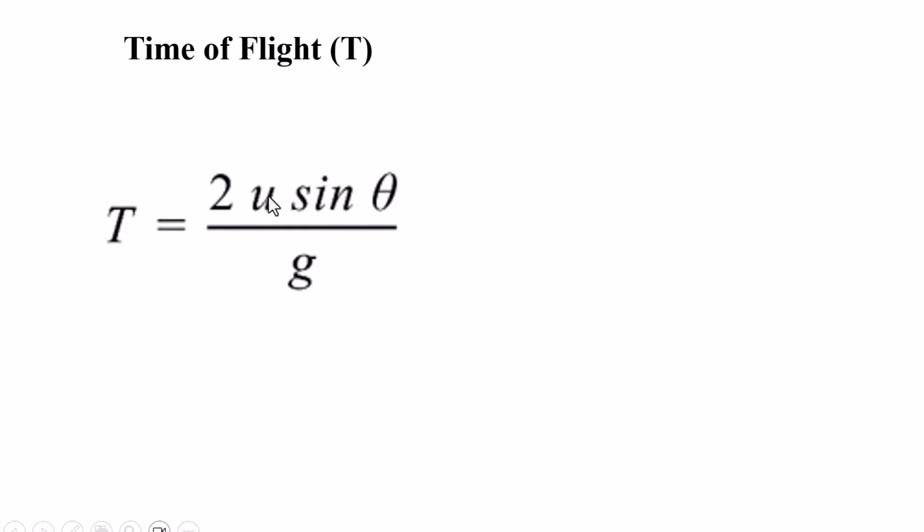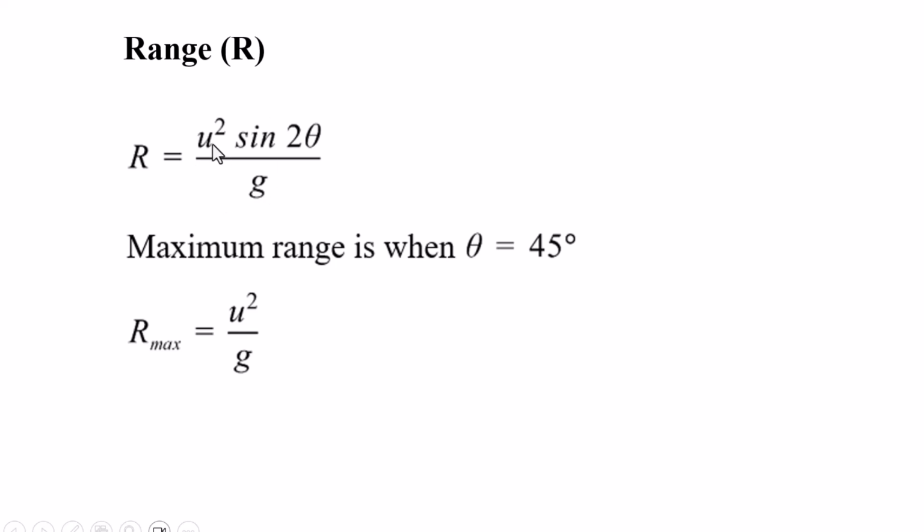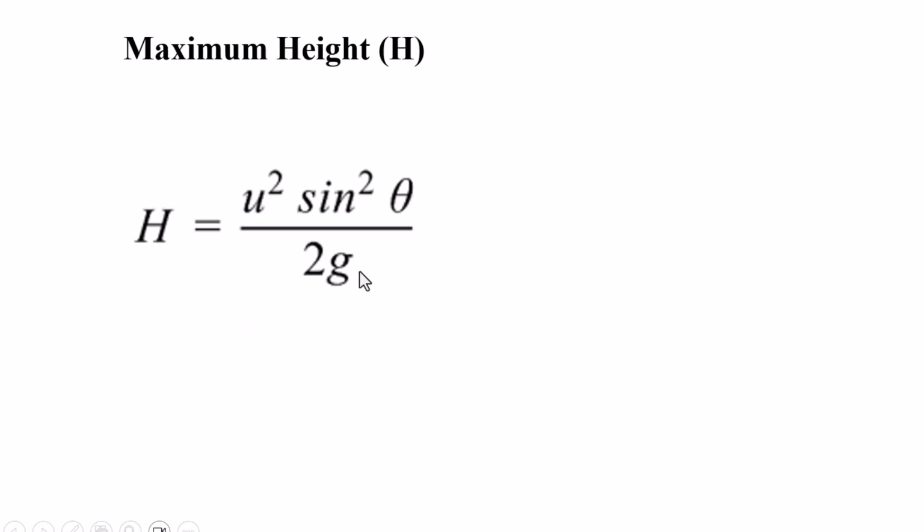So take note of that. Then this is the range, which is u squared sine 2 theta all over g. If you need your maximum range, remember theta is going to be 45 degrees, so maximum range is u squared over g. Then finally, your maximum height, which is u squared sine squared theta all over 2g. So these are the equations for projectile motion in our basic physics or further mathematics curriculum.